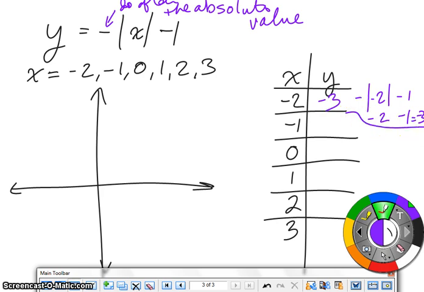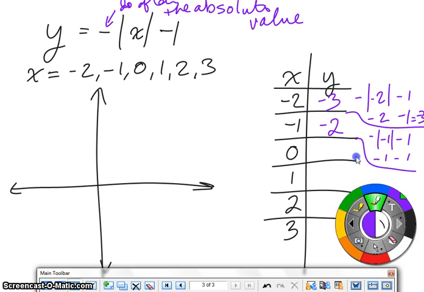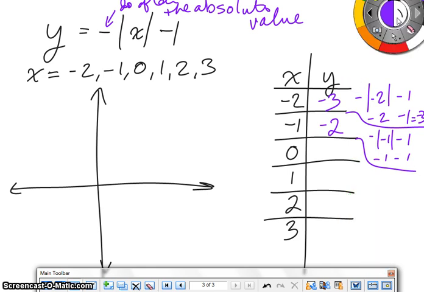So I plug in a -1, the opposite of the absolute value of -1 minus 1. So the absolute value of -1 is 1. Stick the opposite in front, and then -1. You get -2. Now do 0. Okay. So now if you do 0, that should be easy. That should just be a -1.